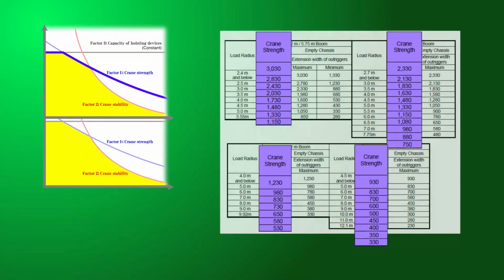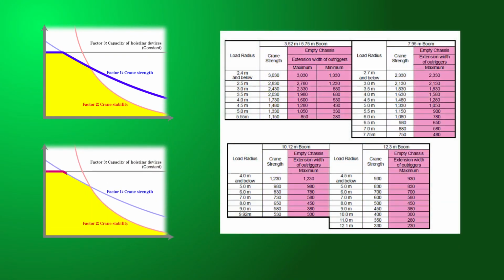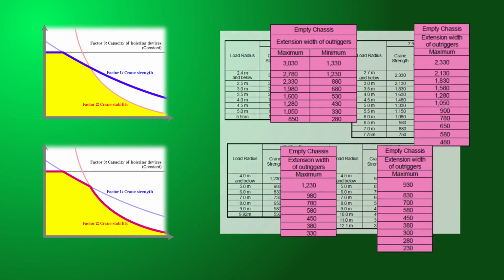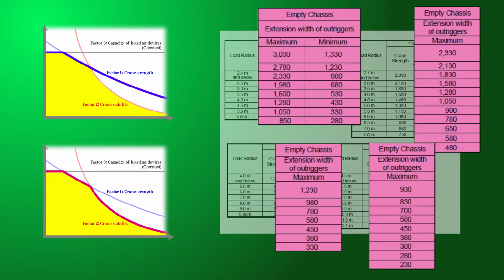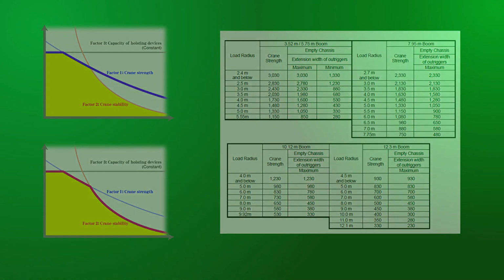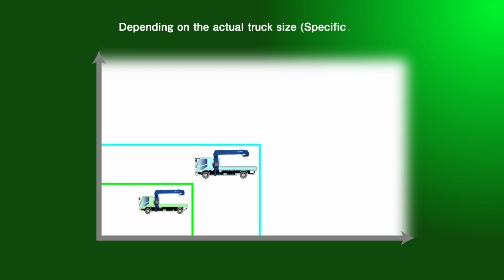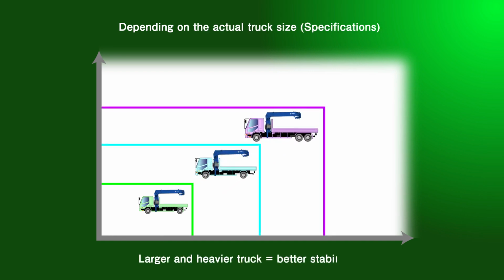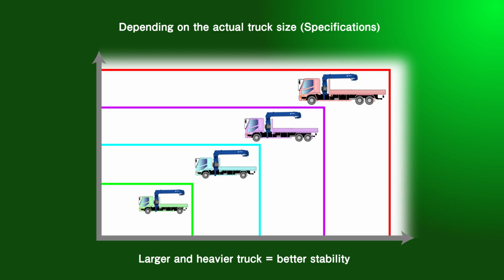The second type is empty chassis rated capacity. It indicates the stability limit for an empty chassis, meaning when there is no load in the truck cargo bed. The stability limit changes depending on the outrigger extension width. Empty chassis rated capacity also changes depending on the truck size. Larger and heavier trucks provide better stability.